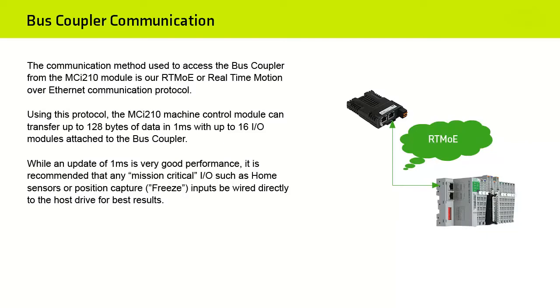The communication method used to access the bus coupler from the MCi210 module is our RTMoE, or Real-Time Motion over Ethernet communication protocol. Using this protocol, the MCi210 machine control module can transfer up to 128 bytes of data in 1 millisecond, with up to 16 I/O modules attached to the bus coupler. While an update of 1 millisecond is very good performance, it is recommended that any mission-critical I/O, such as home sensors or position capture, which we call freeze inputs, be wired directly to the host drive for best results.